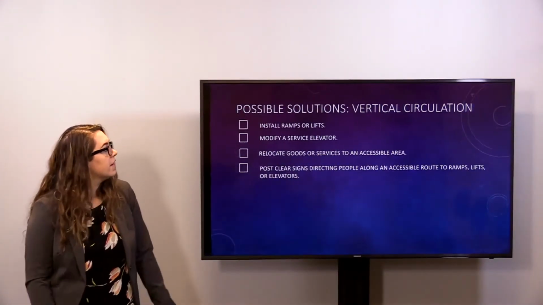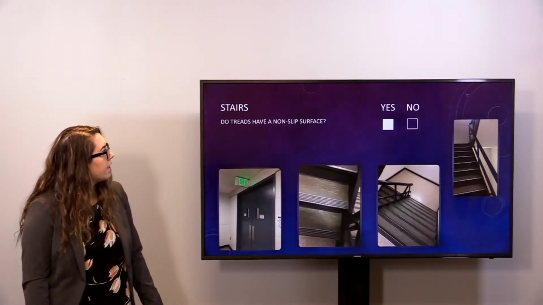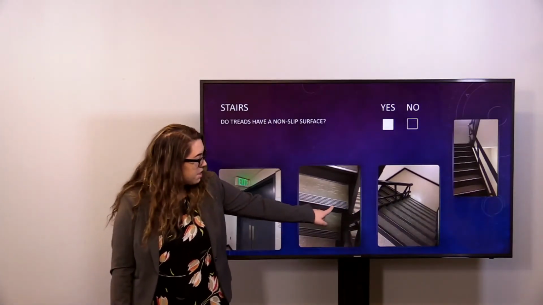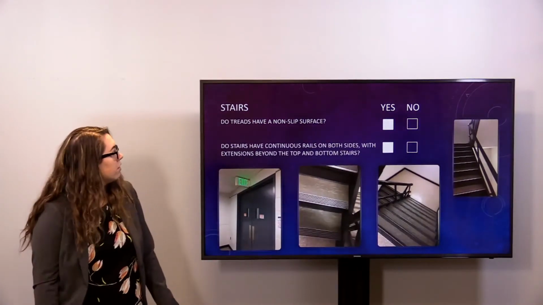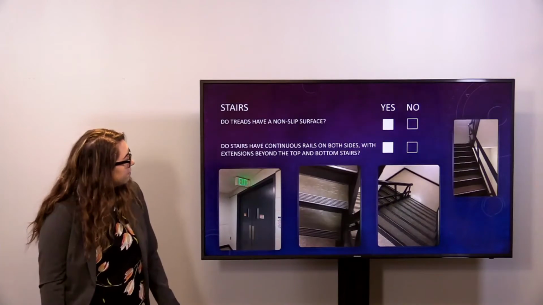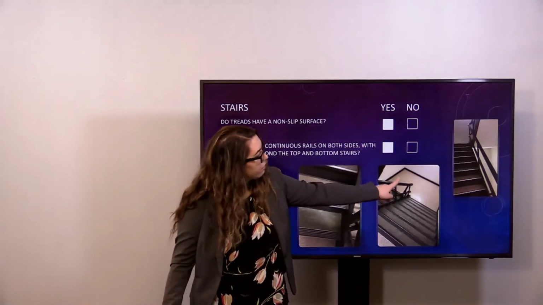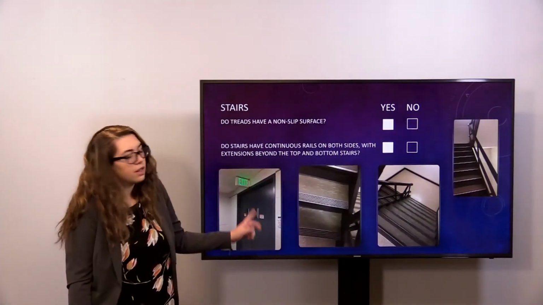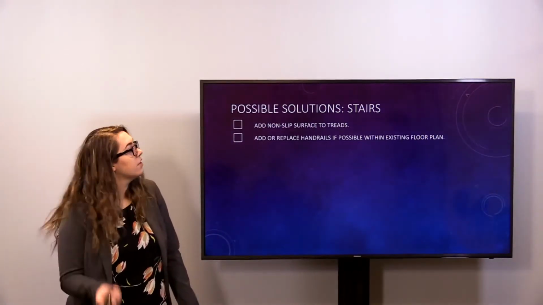Again, no barriers. Onto stairs. Do they have non-slip surfaces, which as you can see here, these are made to be non-slip. They have little treads in them. And do all stairs have continuous rails on both sides at the bottom and top? And as you can see, the railings wrap around in both these pictures, and they do extend above the top and bottom. There are no barriers for this section.